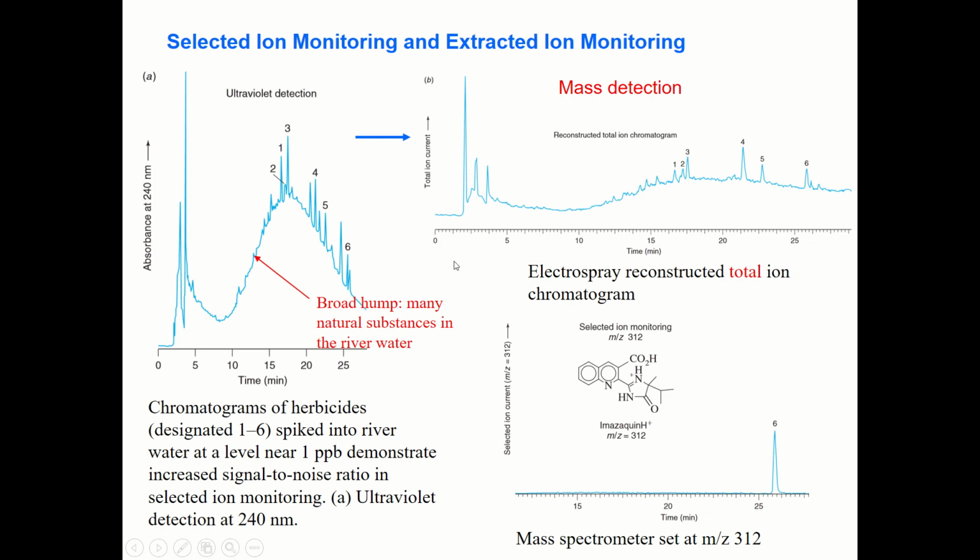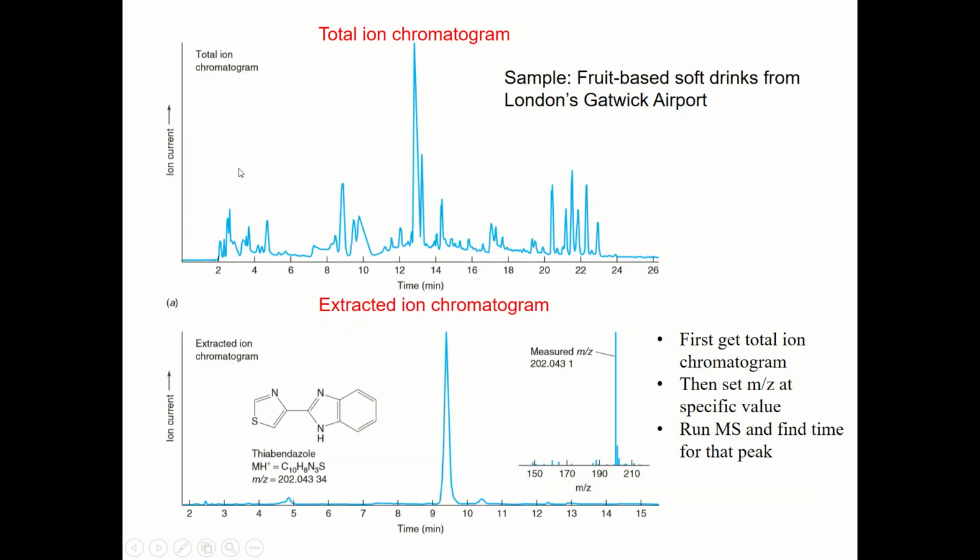Like this one, you use your mass spectrometer as an LC detector. The sample in this case is fruit-based soft drinks from London Gatwick Airport. And there are many peaks here, a lot of peaks. This is the total ion chromatogram, right? There are many peaks, but you want to know what each peak is, right?